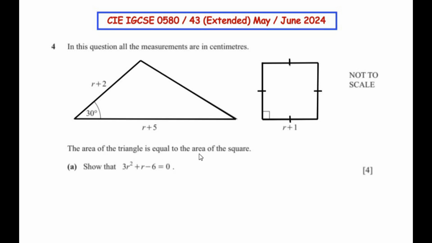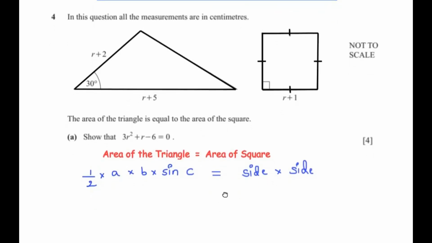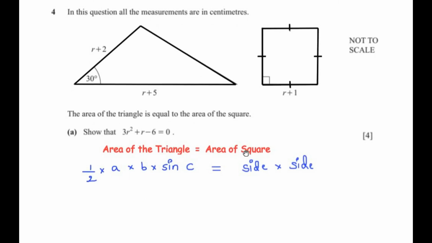So here they have given a hint saying that the area of the triangle is equal to the area of the square. So let me write down the formula for area of triangle and area of the square. According to the given data, the area of the triangle is equal to the area of the square. And here we are going to make use of the formula for area of triangle as 1/2 times a times b times sine C is equal to area of square, which is side times side.